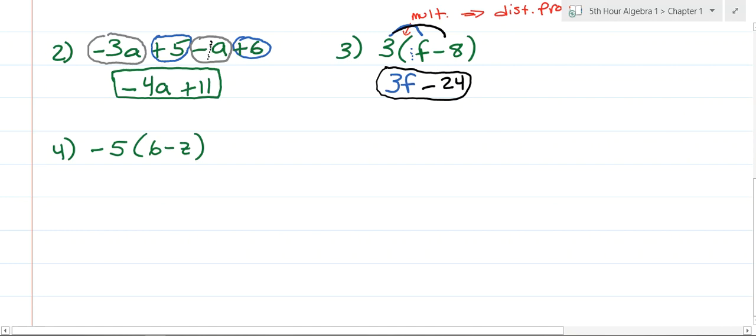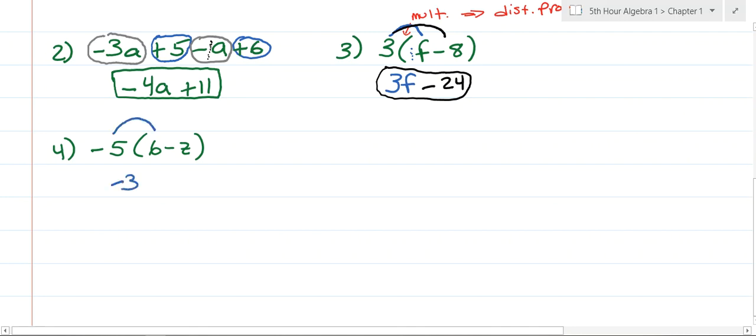Anyways, back to question 4. Another distributive property question. Because there's no exponents, I can't do anything on the inside, so I'm just going to go ahead and do my distributive property here. I have to find my pen. There it is. Negative 5 times positive 6 is negative 30.